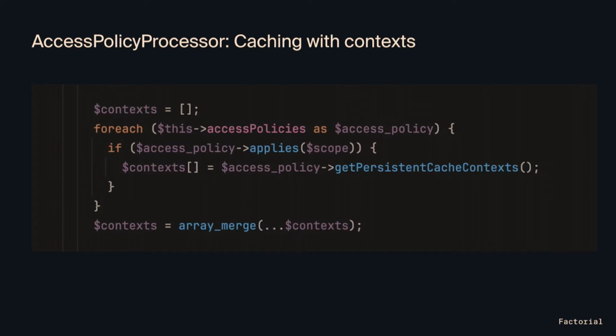And then we have that caching phase that I talked about. So again, we ask every policy, do you apply? And if so, give me your cache contexts. And then we merge those together, and we send those off with your calculated permissions to the variation cache.